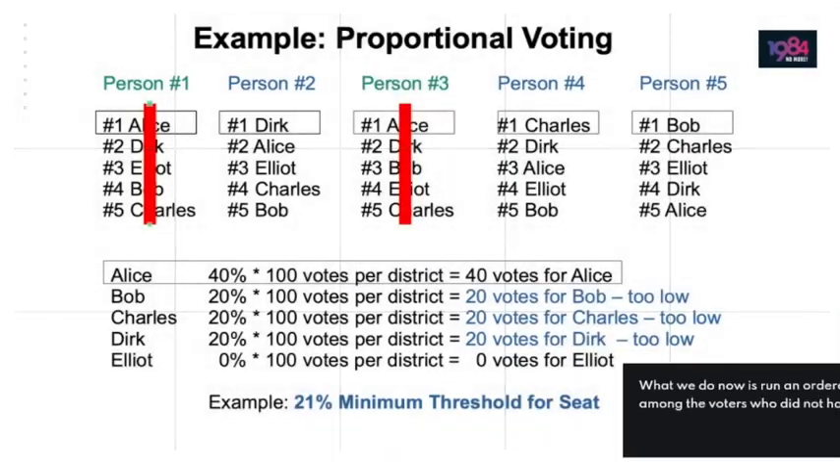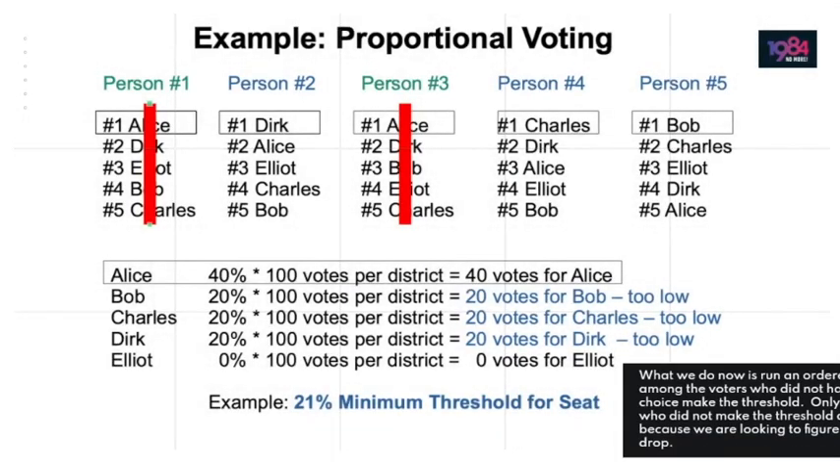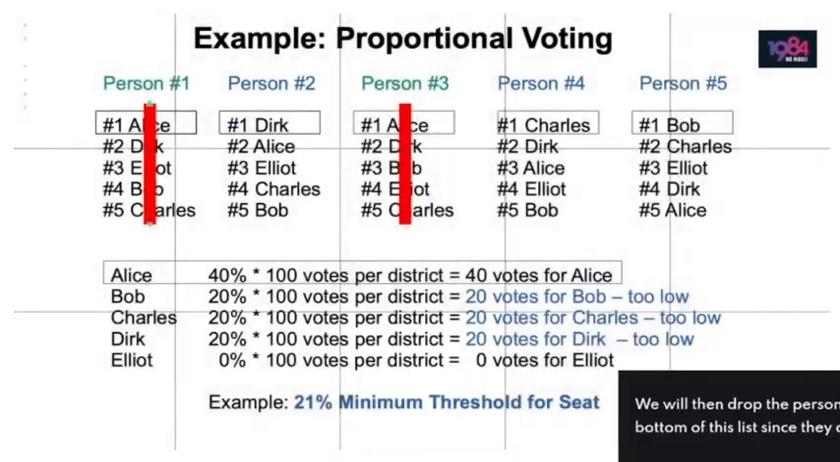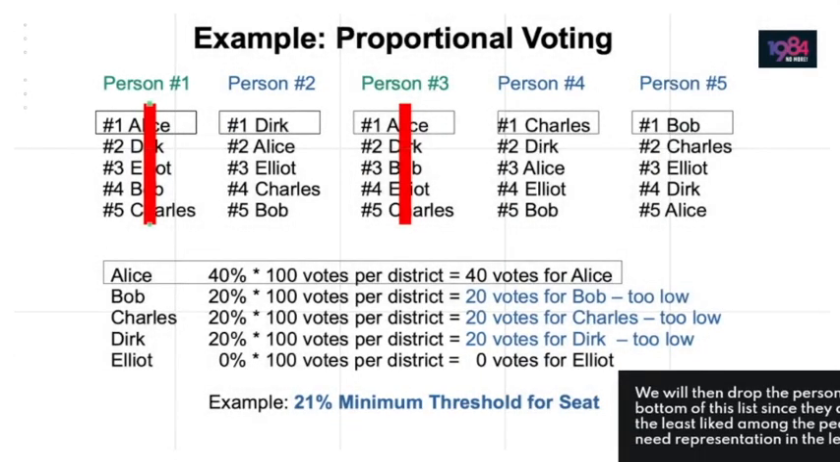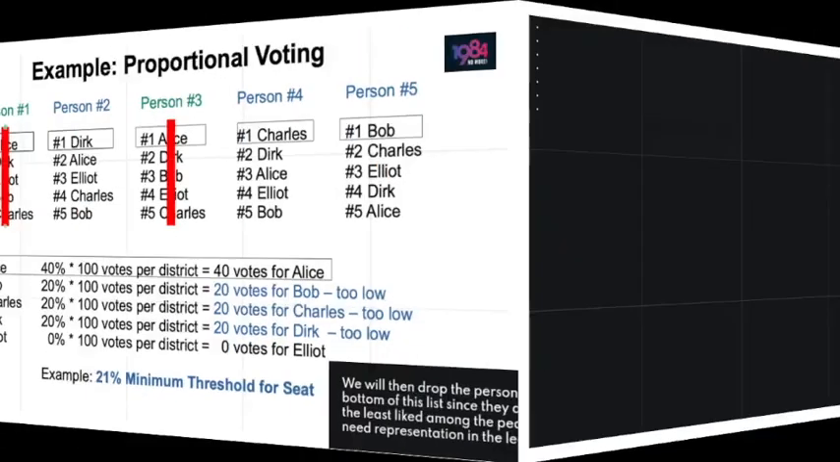So, we will ignore what they think for deciding these other spots to represent the remainder of voters. What we do now is run an ordered choice vote among the voters who did not have their top choice make the threshold. Only candidates who did not make the threshold are included because we are looking to figure out who to drop. We will then drop the person at the bottom of this list, since they are clearly the least liked among the people that still need representation in the legislature.